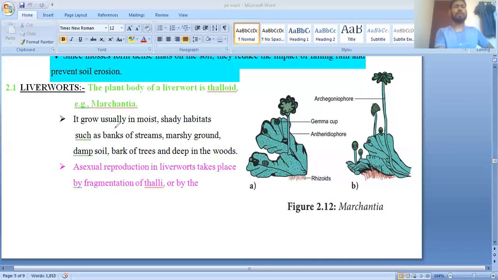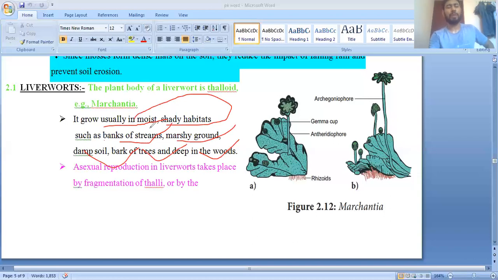So it means you can say it grows usually in the moist. If you check the liverworts, where do they generally grow? Most of the bryophytes you have already seen generally grow in moist and sandy habitats. But sometimes they can also grow on the banks of streams, marshy ground, damp soil, bark of trees, and deep in the woods. So these liverworts generally grow there.